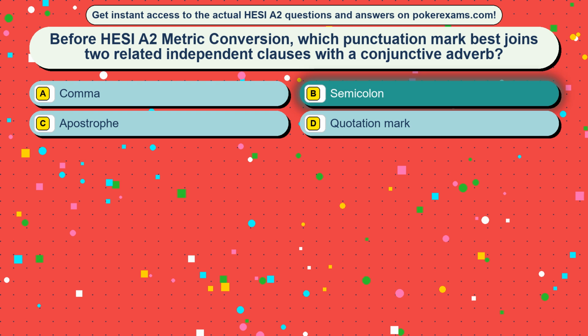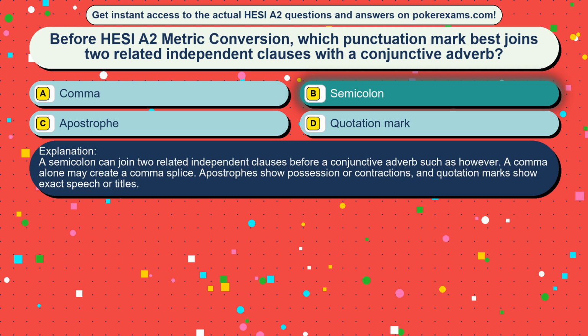The correct answer is option B, semicolon. A semicolon can join two related independent clauses before a conjunctive adverb such as however. A comma alone may create a comma splice. Apostrophes show possession or contractions, and quotation marks show exact speech or titles.